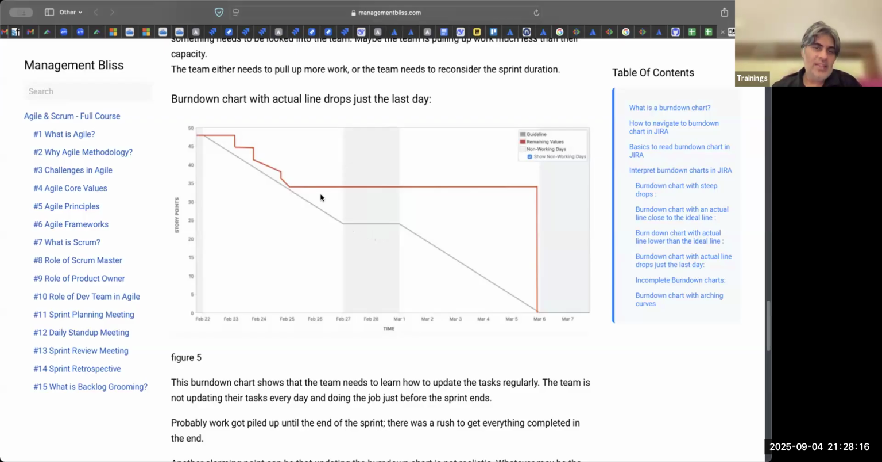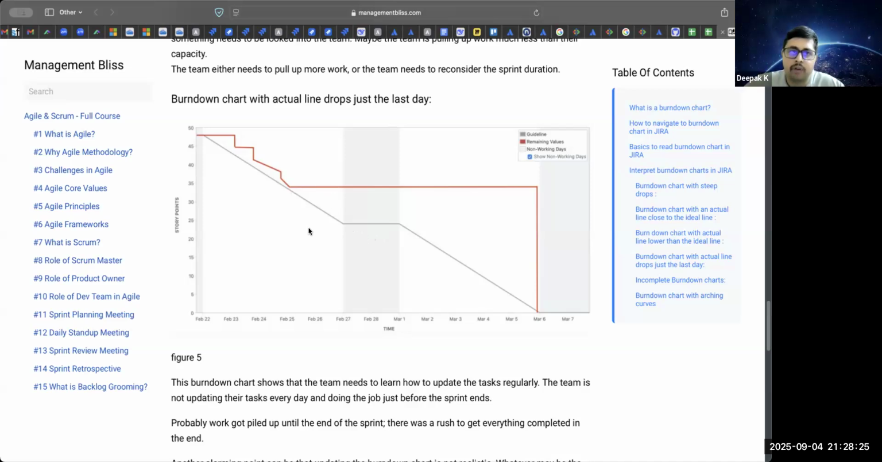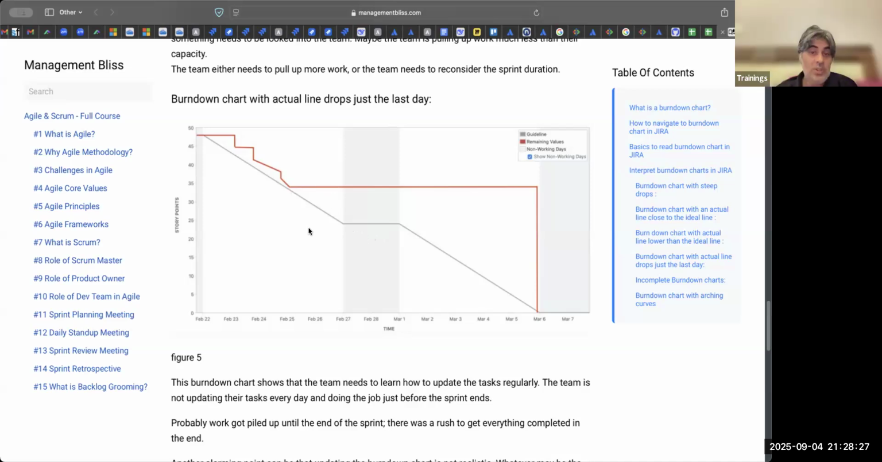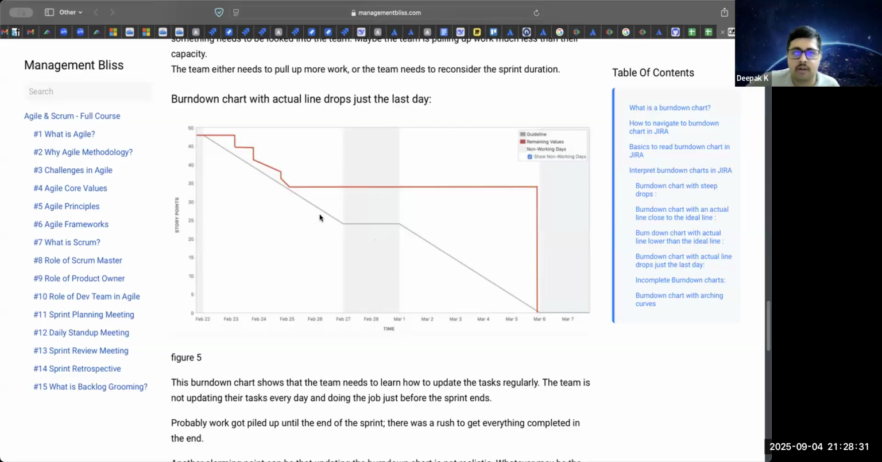If my line is above it, I'm going slower. If my line is below it, I'm going faster than what is required. No, but this ideal line we decide, right? No, this is given to you by Jira. Okay, now I got it.